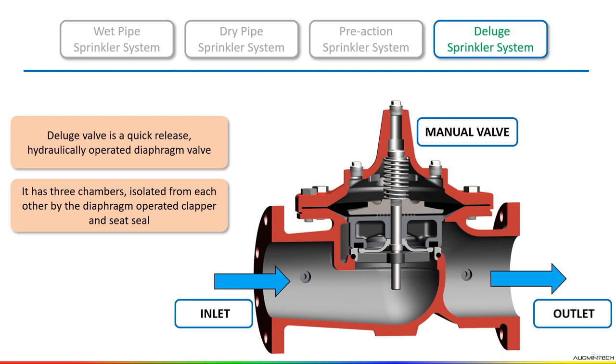On detection of fire, the top chamber is vented to atmosphere through the outlet port via opened actuation device. The top chamber pressure cannot be replenished through the restricted inlet port. Thus, it reaches less than half the supply pressure instantly, and the upward force of the supply pressure lifts the clapper, allowing water to enter the system piping network and alarm devices. So this is some working of this deluge valve, how they work.